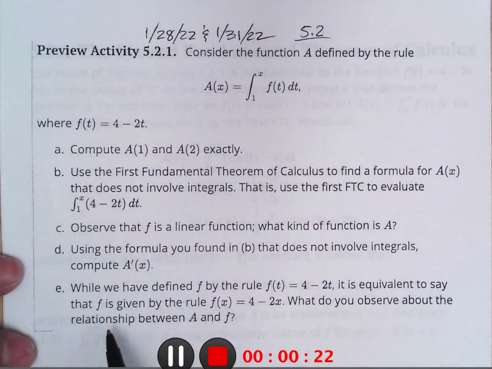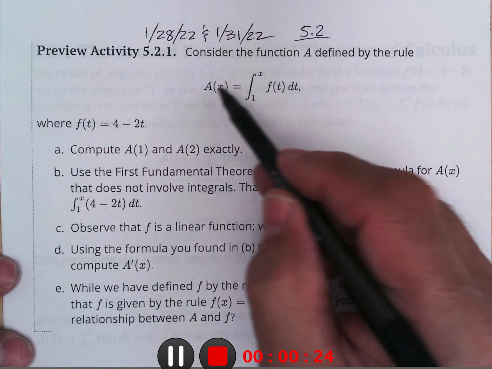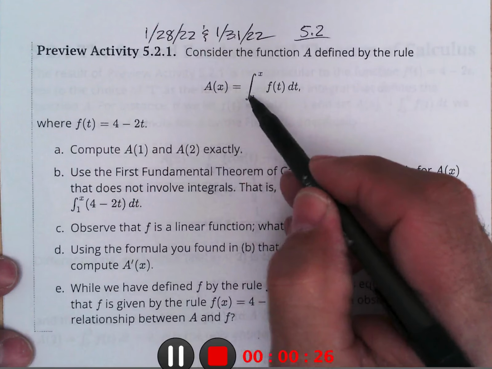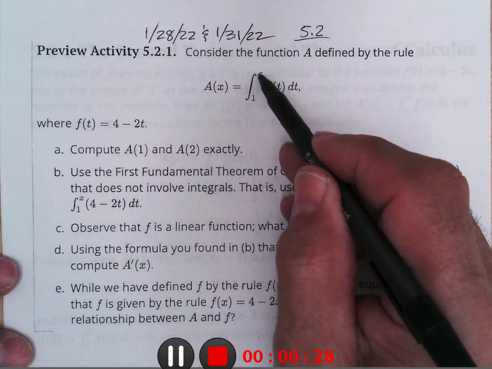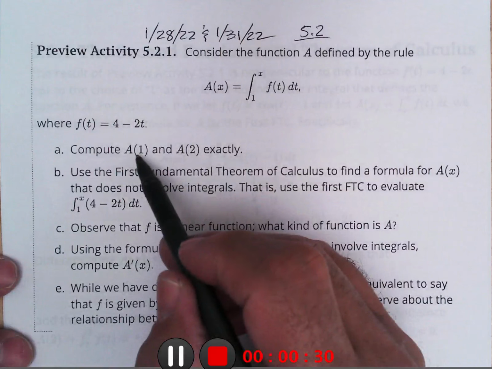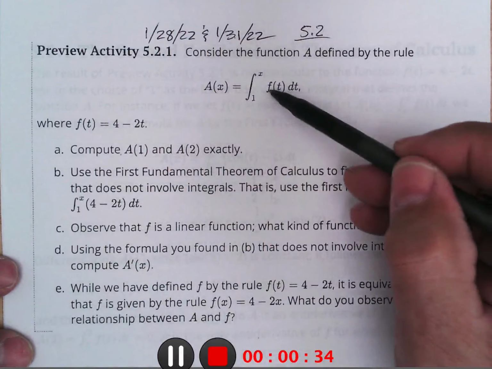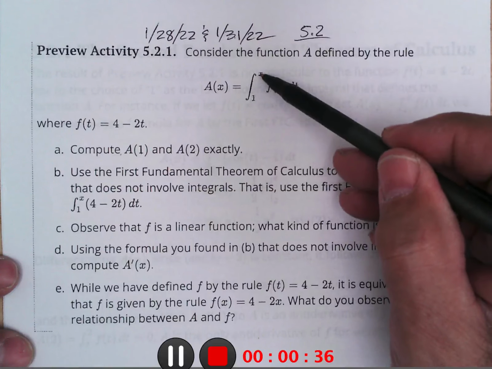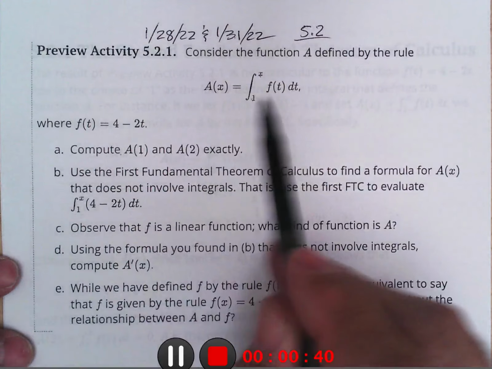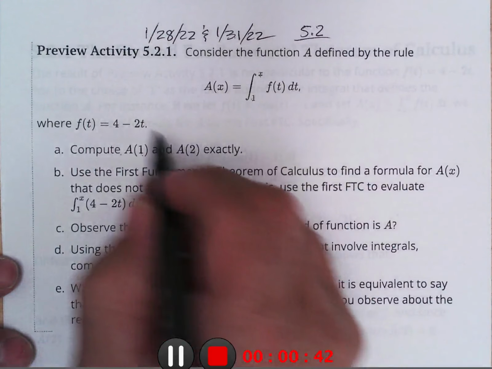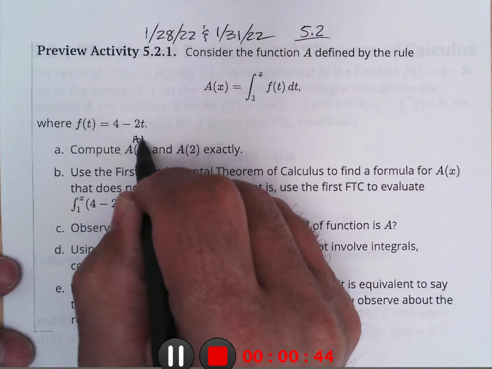It says, find the area under this graph from 1 to x. And it says compute A of 1. Well, if we find the area under any graph from 1 to 1, 1 to 1 has no width, and so the area would be 0. So A of 1 has to be 0.